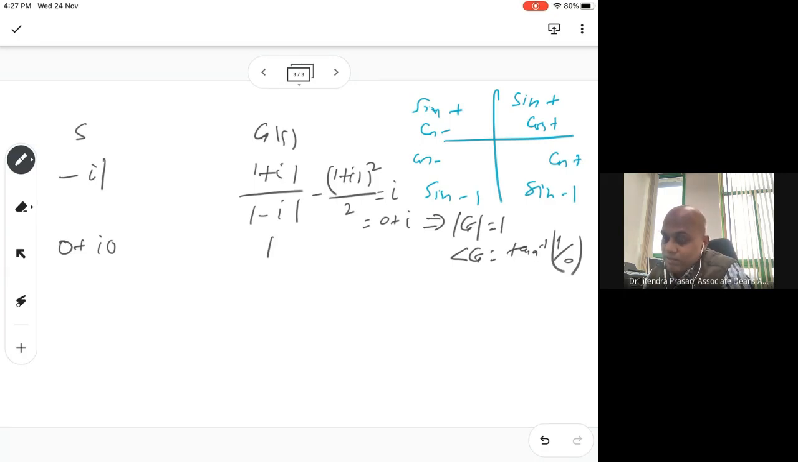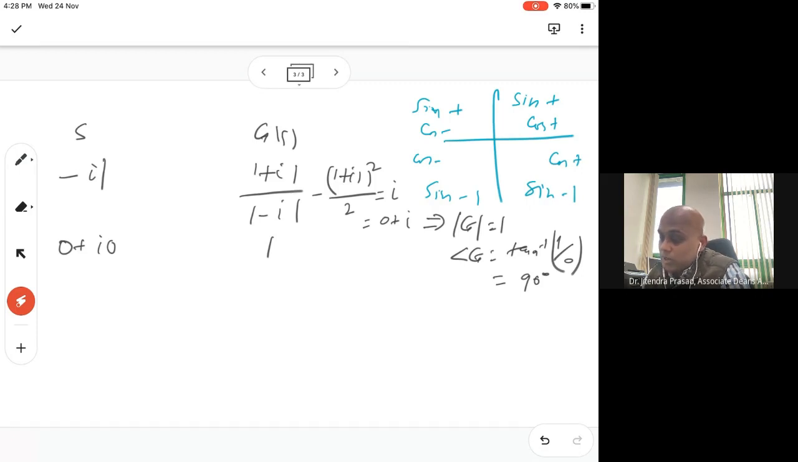But sine is positive, right? And cos is 0. So we are talking about this line, right? So we can say this is plus 90, right? This is plus 90. So this will be equal to 90 degree. Okay. Now then we have 0 plus 0, 0.